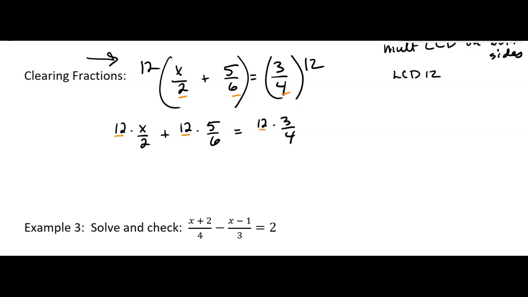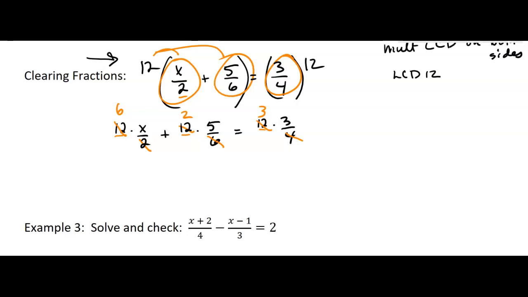And then I did the distributing already, okay? So I did 12 times this term, 12 times this term, 12 times this term. And then what's going to happen, because it's the LCD, all those denominators are going to cancel. 2 goes into 12 6 times, 6 goes into 12 2 times, and 4 goes into 12 3 times. So hopefully that all makes sense. But then what do you have left?